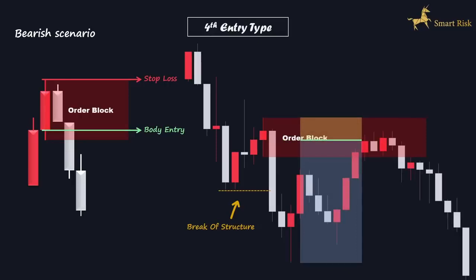It's important to be aware of the increased risk associated with this entry type and carefully consider its suitability within your trading strategy. That's it, traders.